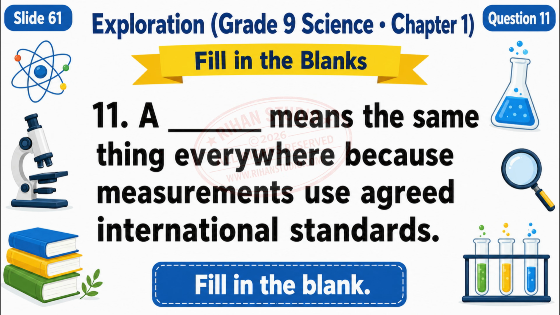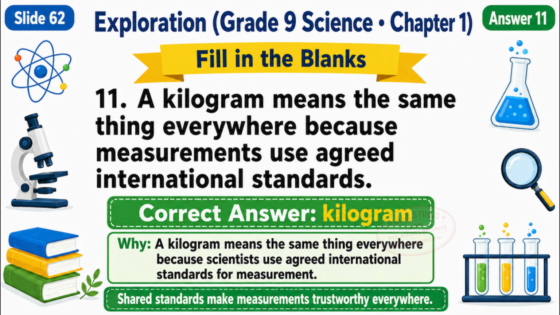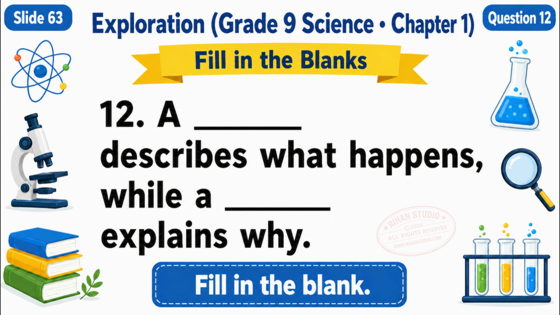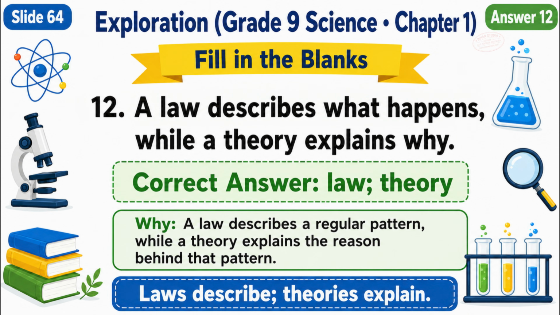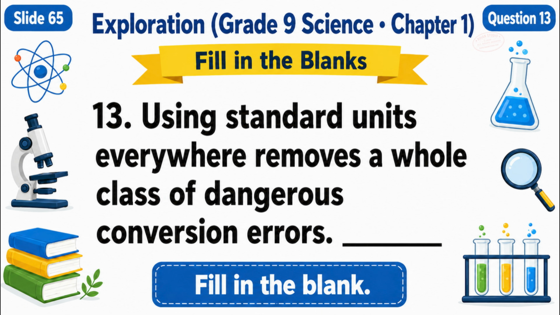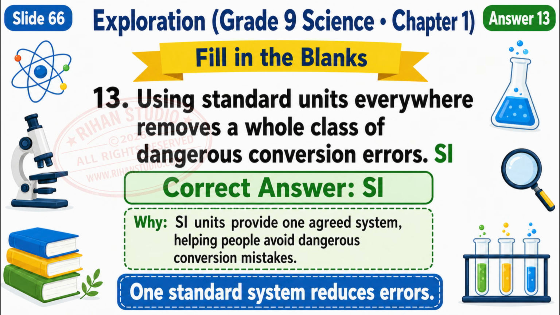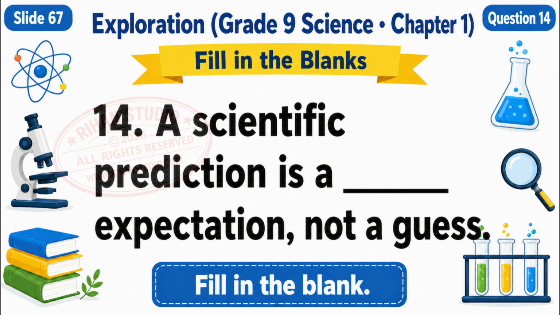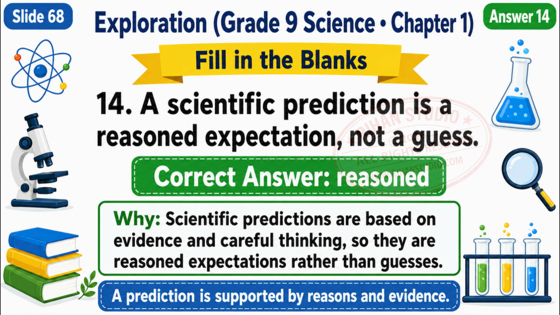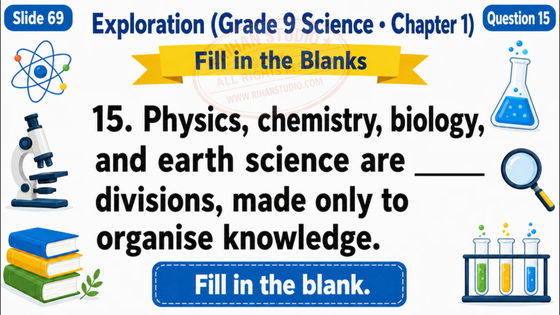An equation is not just a calculation tool, it is a compact statement about how things are related. A kilogram means the same thing everywhere because measurements use agreed international standards. A law describes what happens while a theory explains why. Using standard units, SI, everywhere removes a whole class of dangerous conversion errors. A scientific prediction is a reasoned expectation, not a guess.